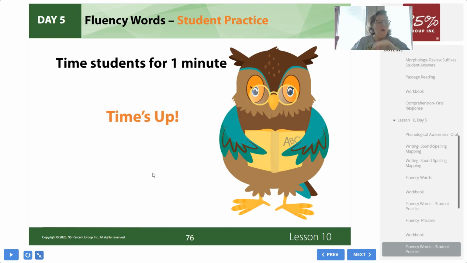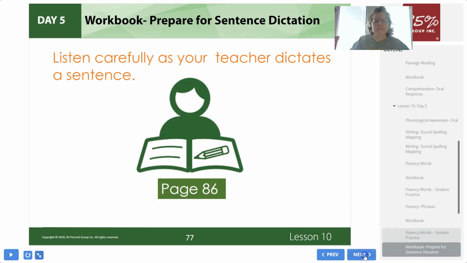And stop. Go ahead and circle the last word that you read and put to the side how many times you read it. Now listen carefully as I dictate sentences to you. So on page 86 of your workbook, there are some lines to write sentences. I'll tell you a sentence, repeat it, then write it, and we'll check it together. So after I say the sentence and you repeat it, go ahead and pause so you can write your sentence, and then we can check it together.